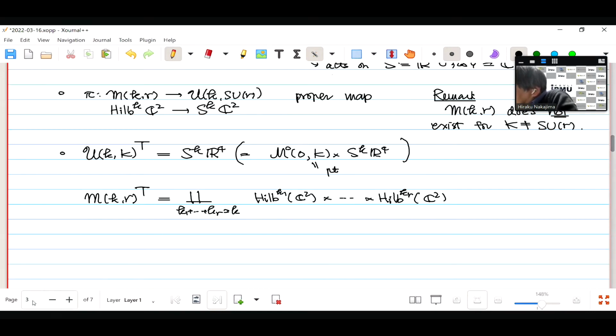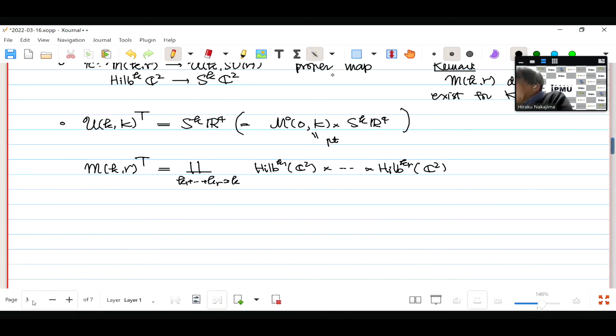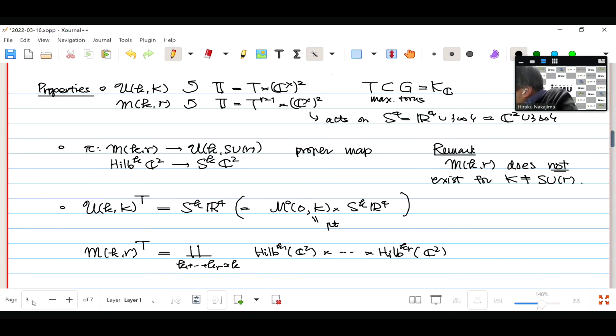Maybe at some point I might use the genuine M(K, R), but the most important property which you should understand is this: the T fixed point is a product of Hilbert schemes of points. Okay. Now we consider the extra (C*)^2 action.